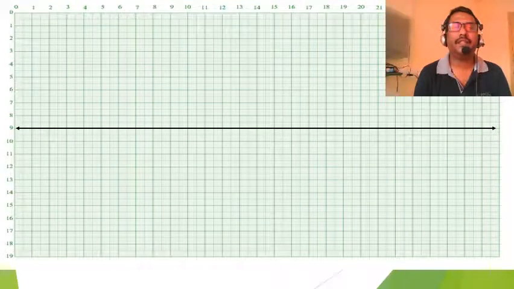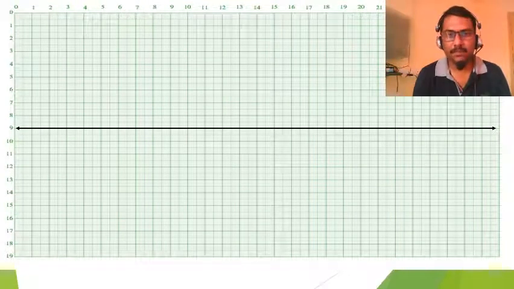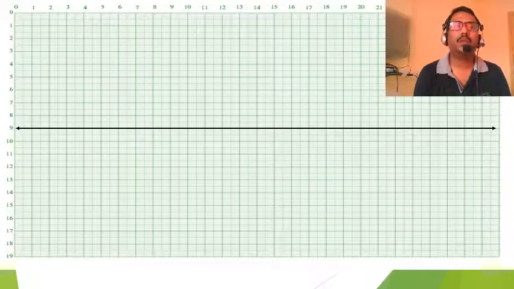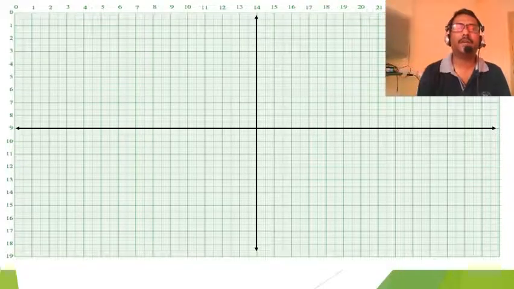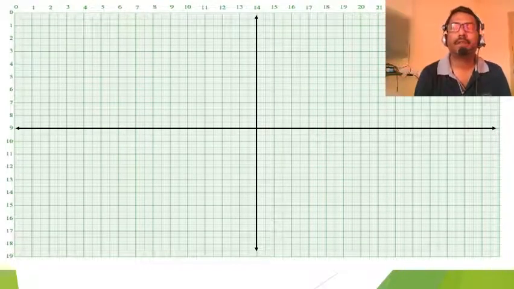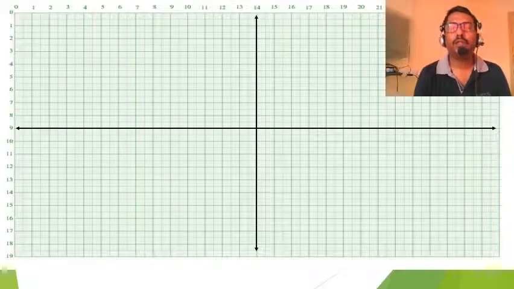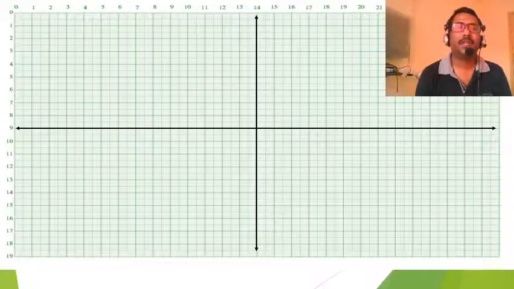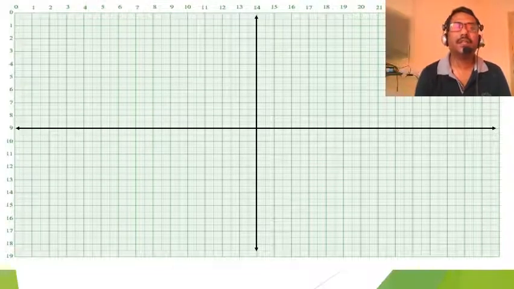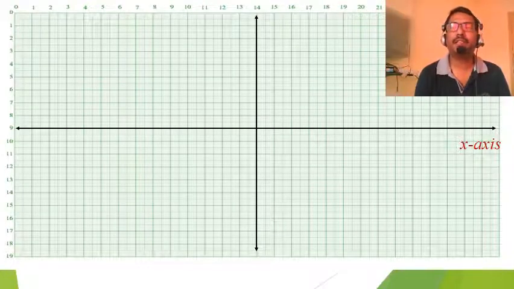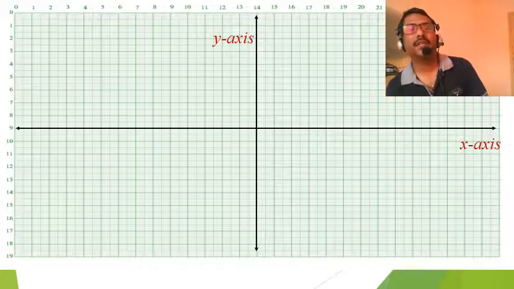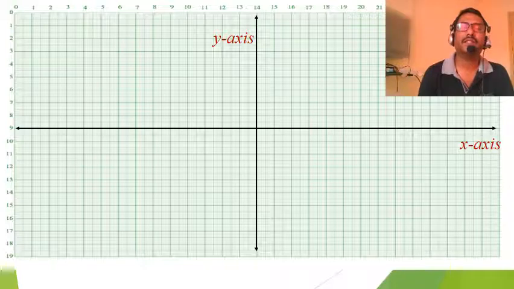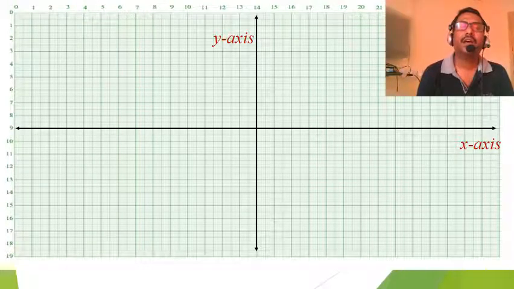Now again I divide this plane with two perpendicular lines. One is horizontal and the other is vertical. The two lines are perpendicular to each other. We took these two lines as reference lines. These are called axes. The horizontal axis is the x-axis and the vertical axis is the y-axis. The intersection of these two axes is called the origin.